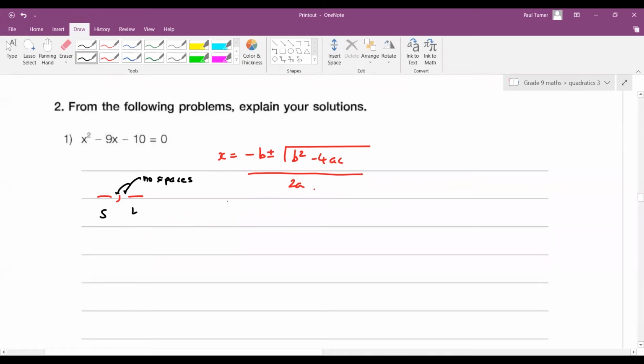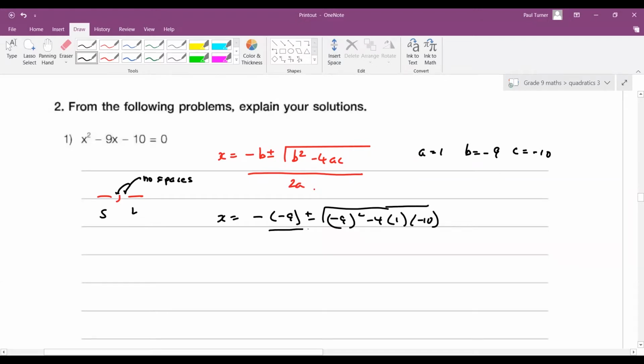Okay, so here we will put our numbers in. So A is 1, B is -9, C is -10. Put in your formula. Minus -9 plus or minus the square root of -9 squared minus 4 times 1 times -10, all on 2 times 1.